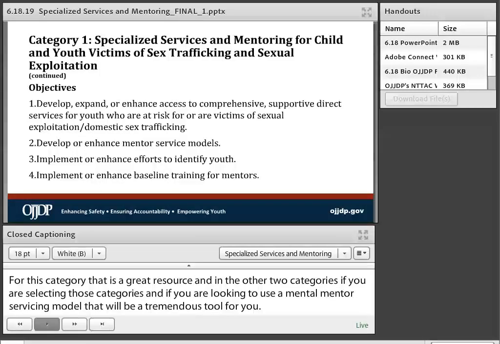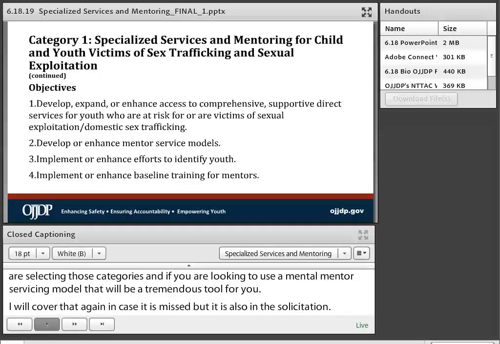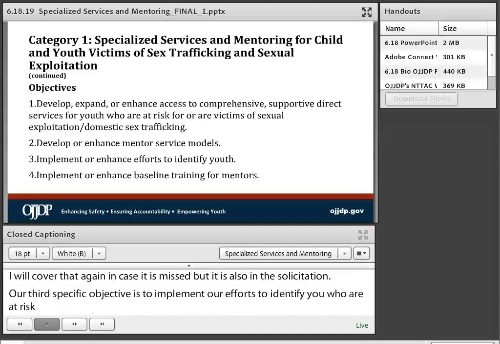And our third specific objective is to implement or enhance efforts to identify youth who are at risk for or are victims of sexual exploitation, domestic sex trafficking. Now this can include street outreach efforts, partnerships with organizations that serve the youth community, and or collaboration with key stakeholders in the community.